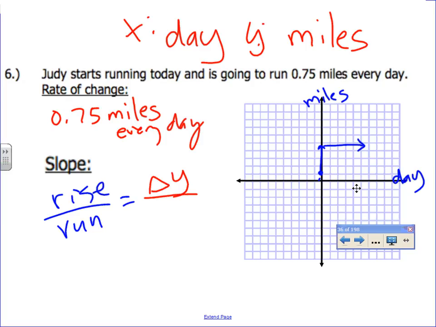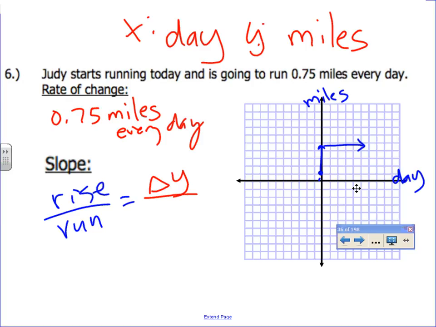The change in y, which is the rise, means it's the change in y values. So technically, if you think back to the slope formula from last year, remember y2 minus y1 over x2 minus x1? Do you remember that from slope? y2 minus y1 is the same thing as the rise or change in y, because you're subtracting the distance from here to here. That's what change in y means. Are you following that?